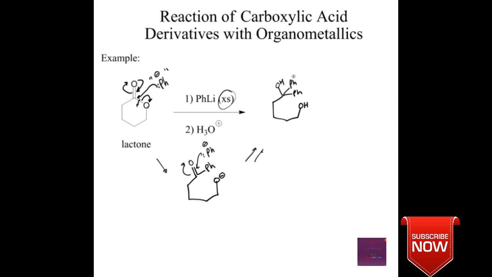Okay, so we see our pattern. 2 equivalents of our Grignard has been added, or lithium in this case, and we get an alcohol product. In this case, our leaving group is still attached, so our leaving group is still there. We see the alcohol leaving group in this case.